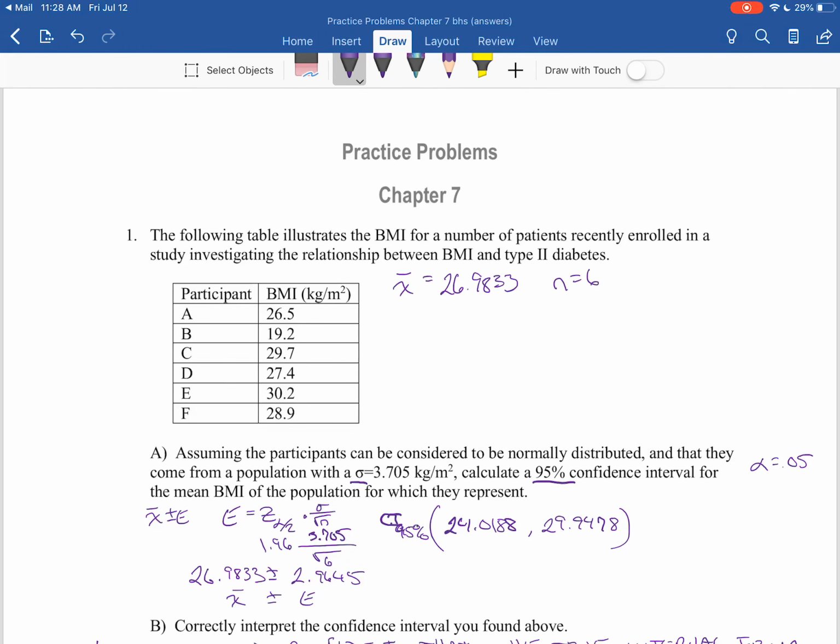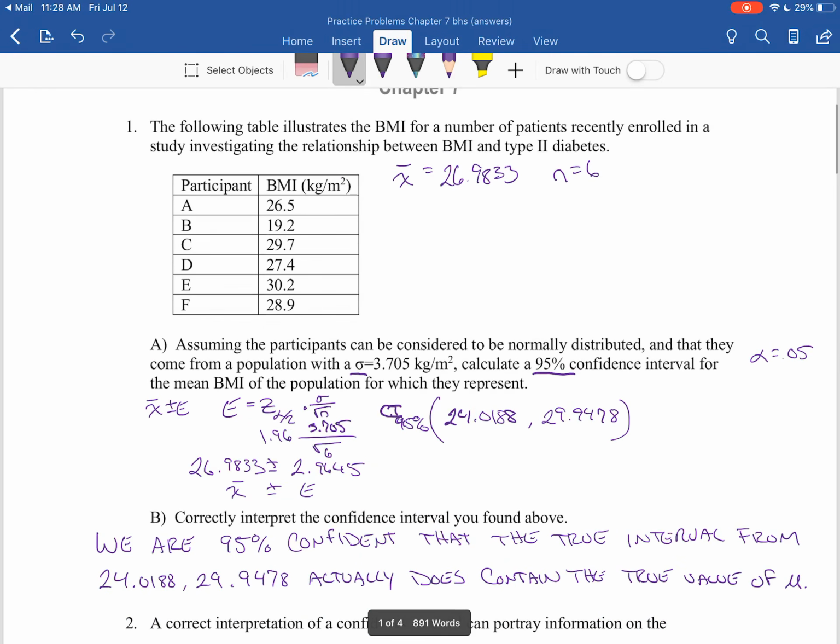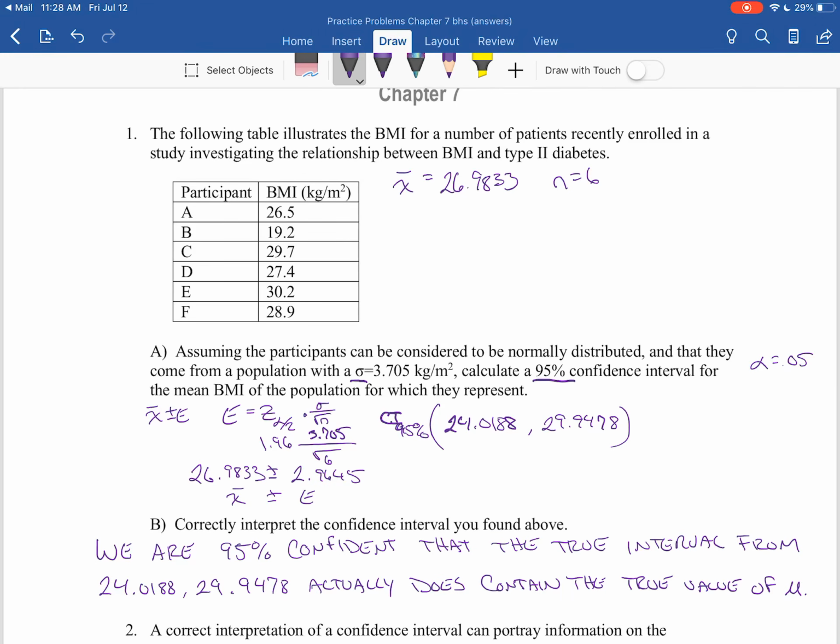To save some time, I did a little bit of writing. So part B is, do we correctly interpret the interval? And we would say we are 95% confident the true interval from 24.0188 to 29.9478 actually does contain the true value of mu. That's probably the best handwriting you'll ever see me do. You're welcome for doing that.